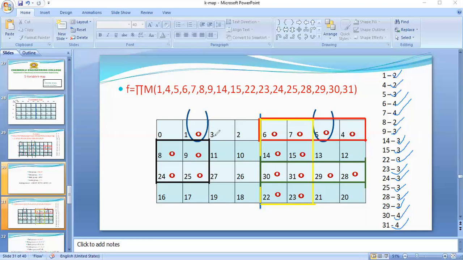So how many groups we have? 1, 2, 3, 4 groups. So we have 4 max terms in the output expression. Max term is nothing but sum term. Min term is nothing but product term.